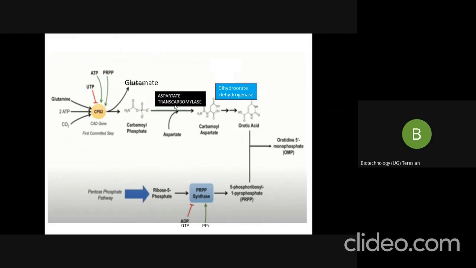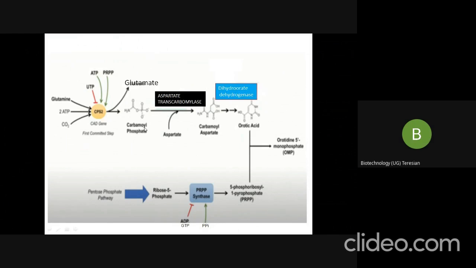Red line means it is the inhibitor, and if it is a green line, it is an activator of the reaction. So we see here carbamyl phosphate is produced and glutamate is produced.